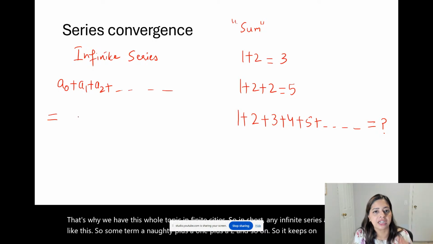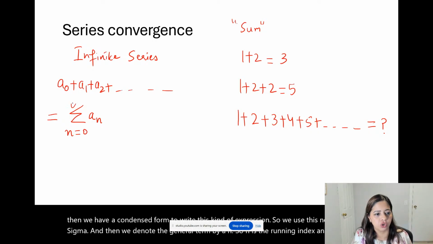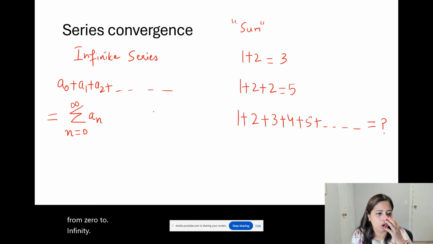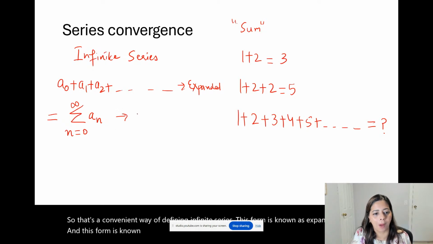Then we have a condensed form to write this kind of expression. We use this notation sigma, and then we denote the general term by a_n. n is the running index and it goes from 0 to infinity. That's a convenient way of defining an infinite series. This form is known as expanded form, and this form is known as closed form or compact form.